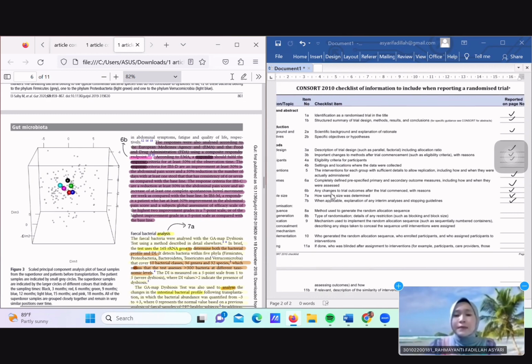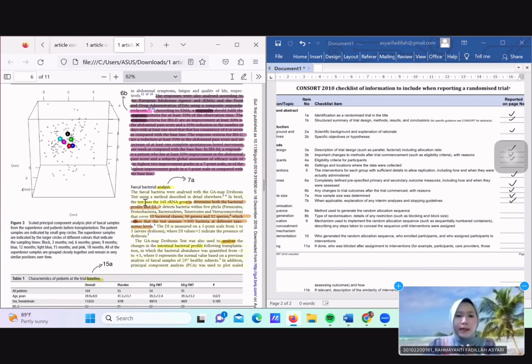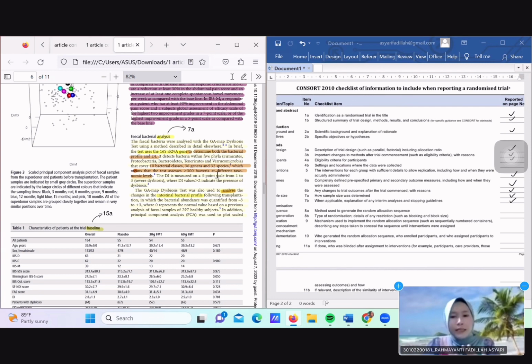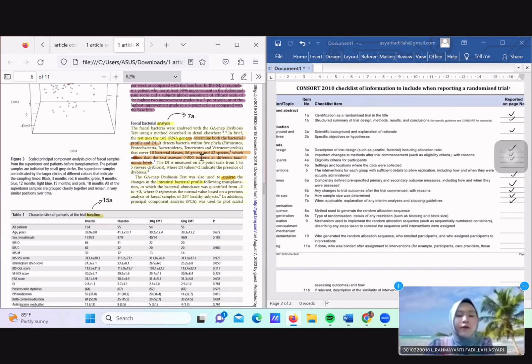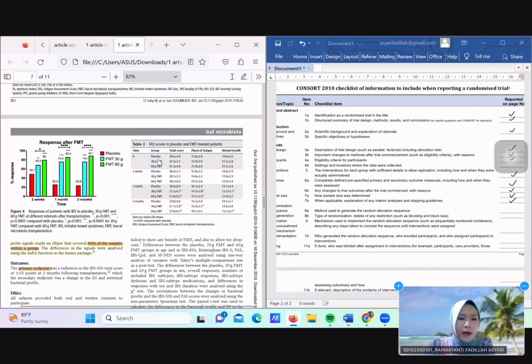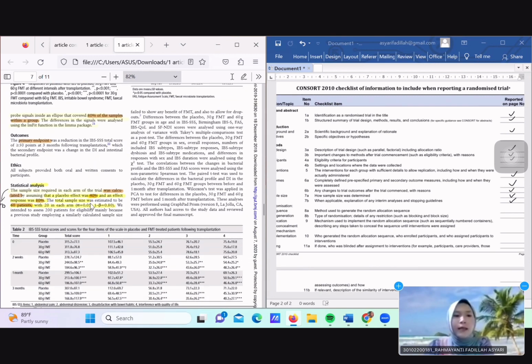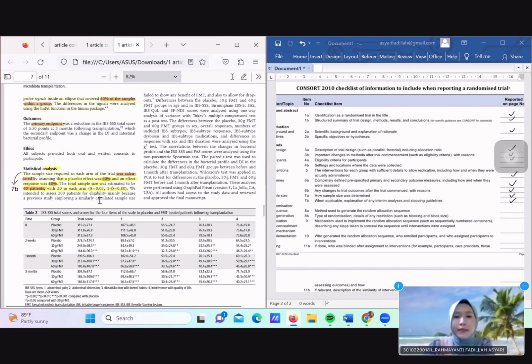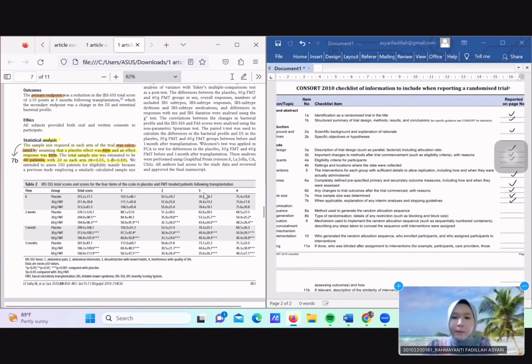Next, for 6B. 6B, any changes to trial outcomes after the trial commenced, with reasons, like endpoint, like this. Next, 7A, for analysis. 7A, how sample size was determined. Determine both the bacterial profile and the A. Test uses the vessel until dysbiosis or until package. Next, statistical analysis for 7B. 7B, when applicable, explanation of any interim analyses and stopping guidelines, the sample until manuscript.